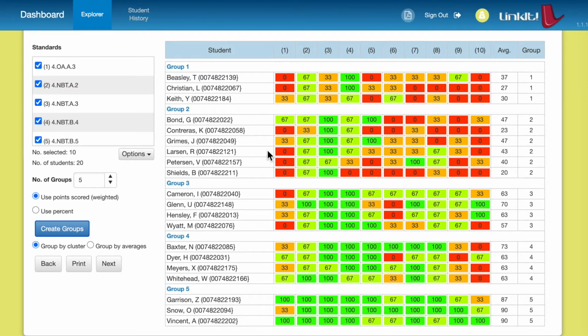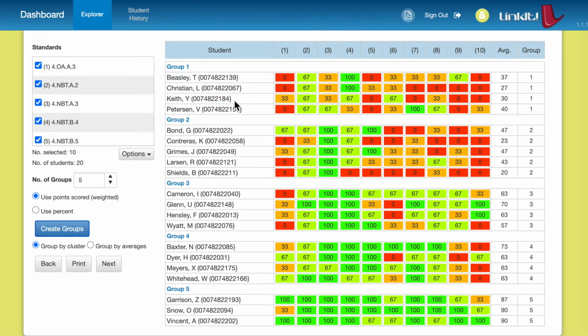You see that group 1 and 2 have similar strengths and weaknesses, but what distinguishes them is their performance on standard 3. Here you can see that group 1 is weak on standard 3, whereas group 2 is actually strong on it. So maybe I say I'd like to create an RTI group for this group of children, and I also would like to include student Peterson. What's nice is that Linkit creates the groups based on data, but the platform also recognizes that teachers have additional information about the child. And so teachers have the ability to change the groups simply by dragging and dropping.